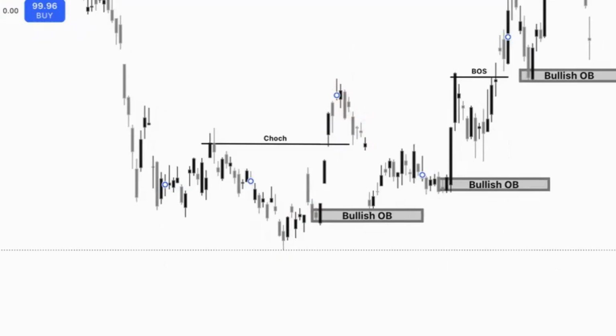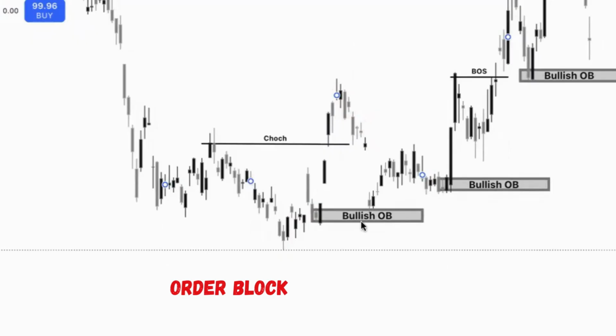Have you ever wondered why price returns to one specific candle before making a massive move? It's not a coincidence. It's an area where smart money is believed to have placed significant orders. That area is called an order block. And today, I'm going to show you exactly how to identify high-probability order blocks and trade them like institutions.